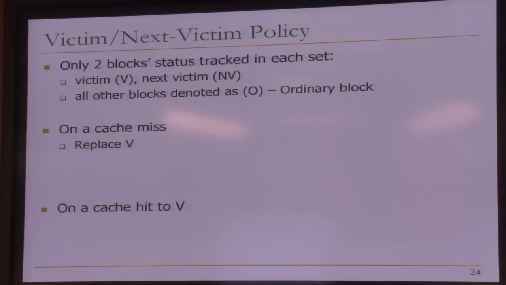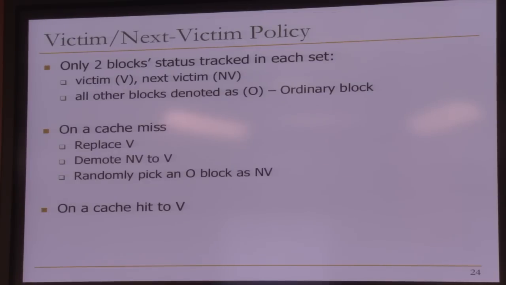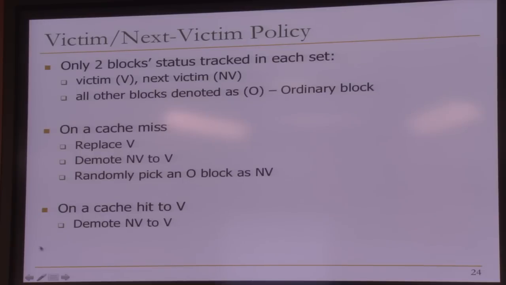And you randomly pick an ordinary block as the next victim, because you're evicting the victim, and the next victim is becoming the victim. So randomly pick the ordinary block to be the next victim. On a cache hit to the victim: this is the block that you were going to evict, but you're getting a cache hit on it. We're trying to approximate LRU, which means that it should become the MRU. Next victim becomes victim.